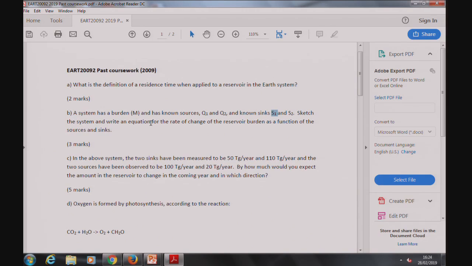Makes sense. And now it says write an equation for the rate of change of the reservoir burden as a function of the sources and sinks. So how do you think we go about this one?